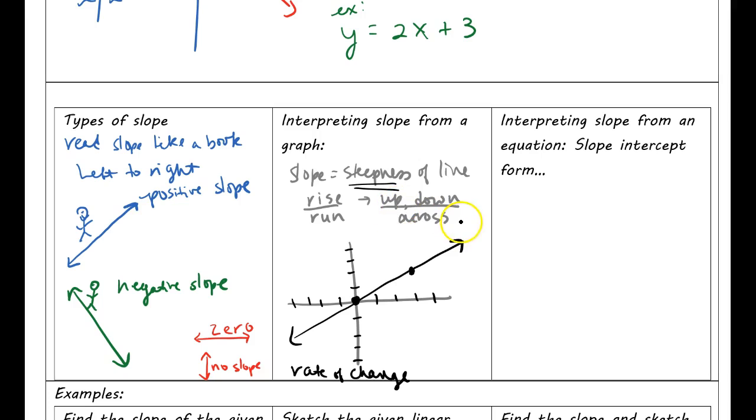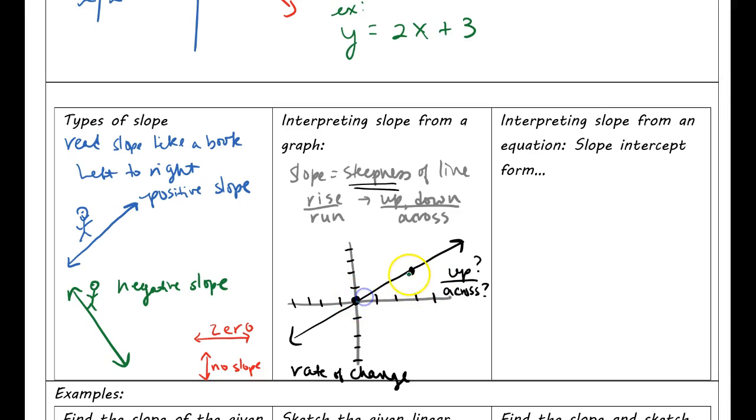Well, what I always do is go from left to right, remember, just like a book, and I find 2 points on my graph. And I just ask myself, if I had to get from this point to this point, how many do I need to go up? And then how many do I need to go across? So it's almost like if you were walking on this coordinate grid, what would you have to do?